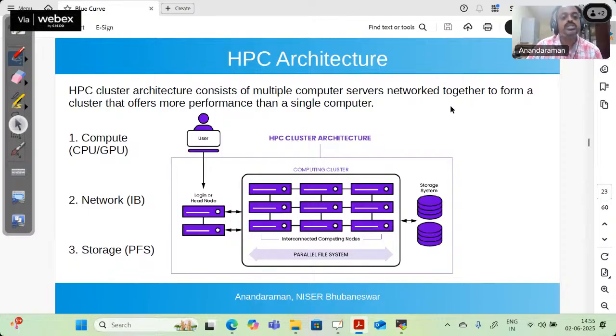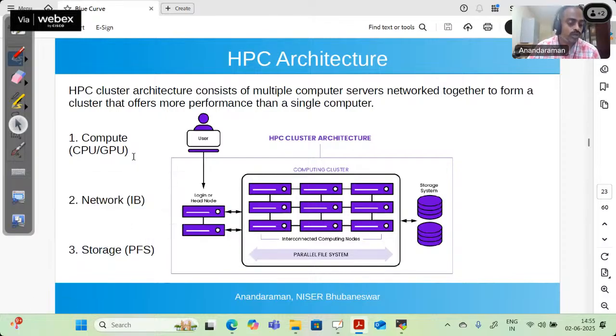HPC cluster architecture consists of multiple compute servers networked together to form a cluster that offers more performance than a single computer. So it's normal commodity servers only, high-end servers with more cores and more memory. Normal servers only. It's all interconnected with a special switch called the InfiniBand switch. Then storage is special, a parallel file system.